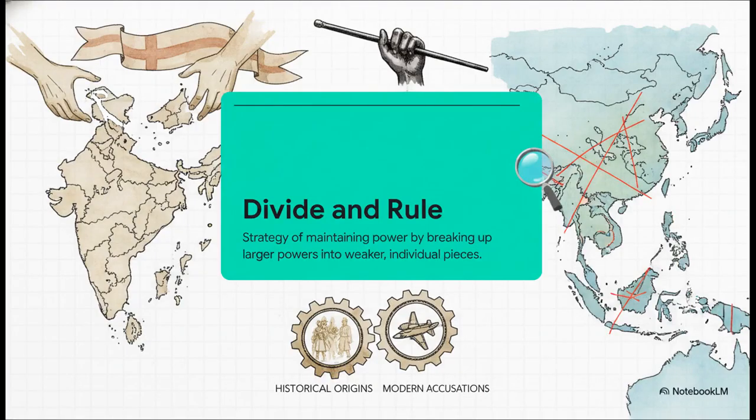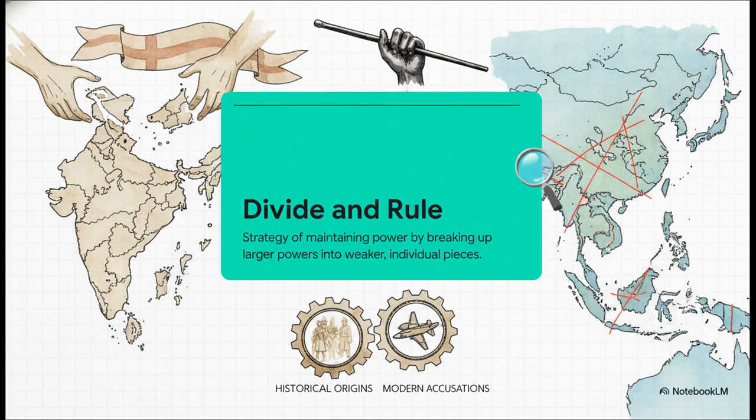So before we really get into the weeds, let's quickly pin down a concept you've probably heard before: divide and rule. It is absolutely central to understanding both the historical origins of this conflict and the modern accusations surrounding it. Essentially, divide and rule is a classic, age-old strategy of gaining and maintaining power by breaking up larger concentrations of power into smaller, weaker pieces.